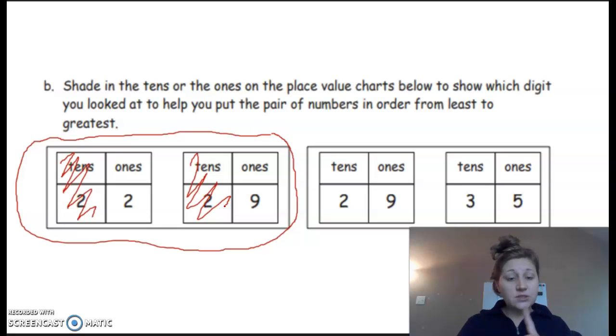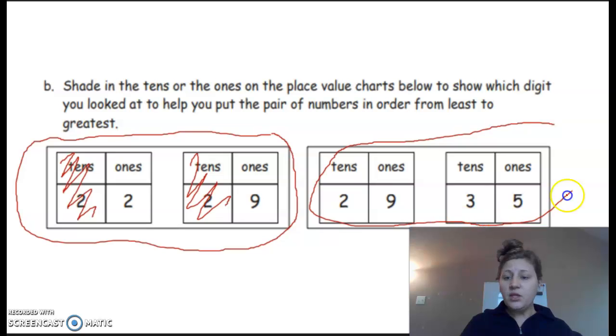Now, I'm not saying that's the answer. I'm just showing you that's what you do. And then you would go to the next problem and you would do the same thing. If you looked at the tens, you're going to shade in the tens for both numbers. Or if you looked at the ones, you'll shade in the ones for both numbers.